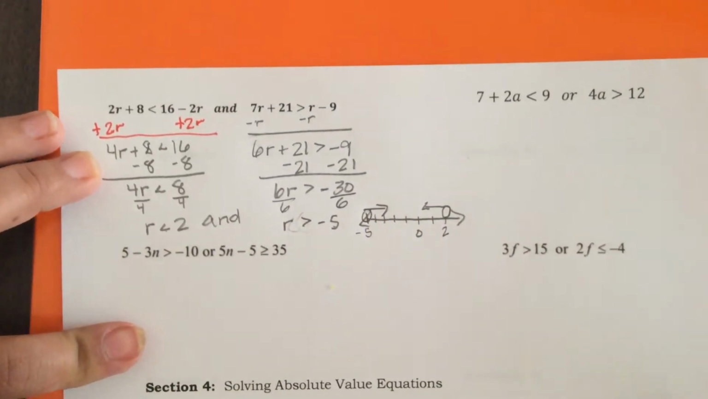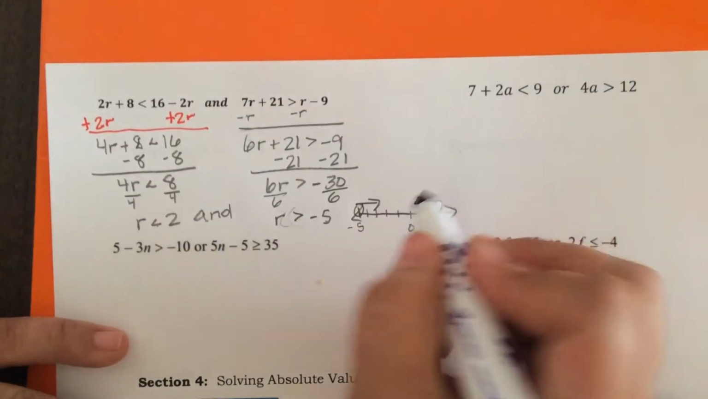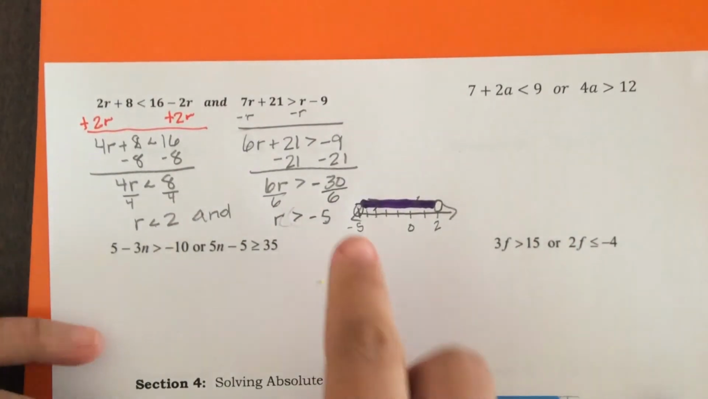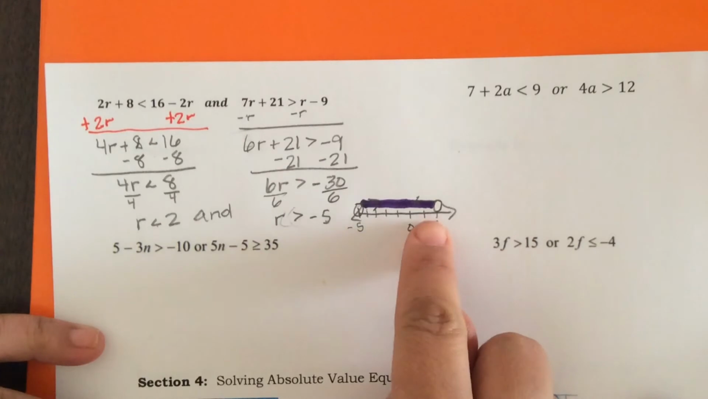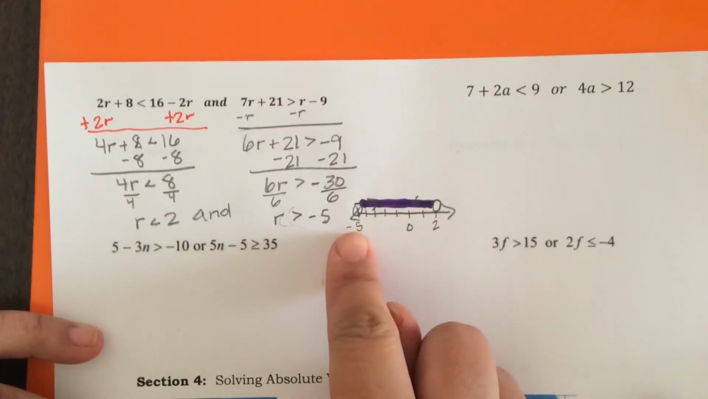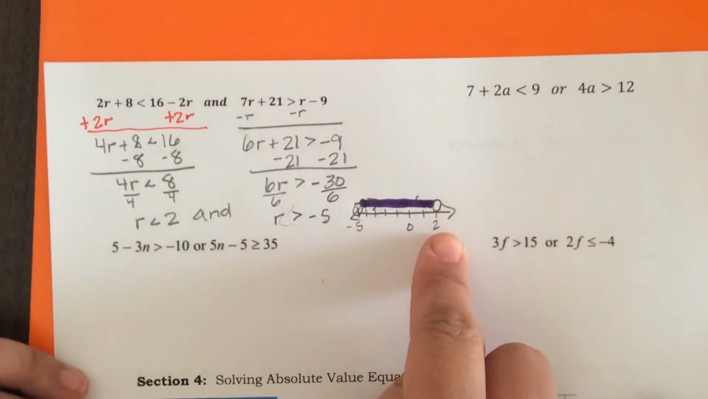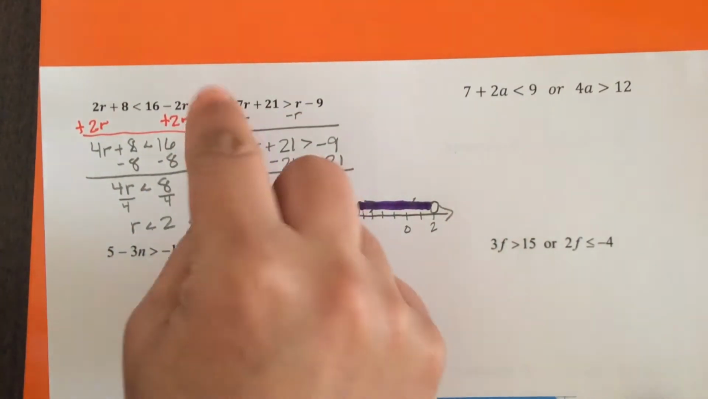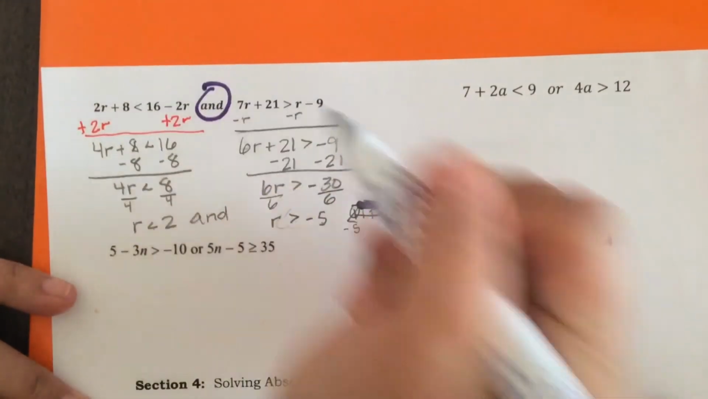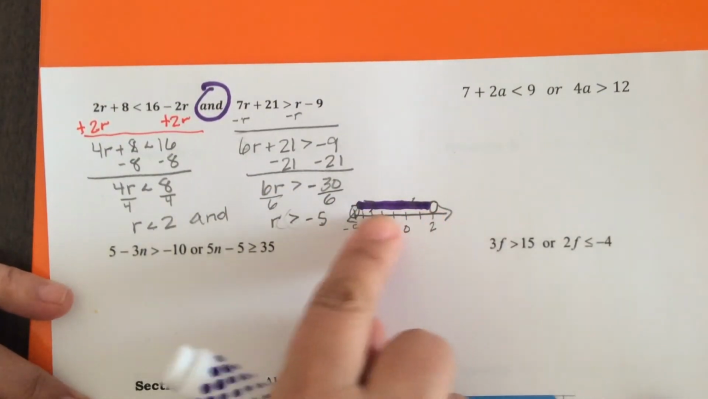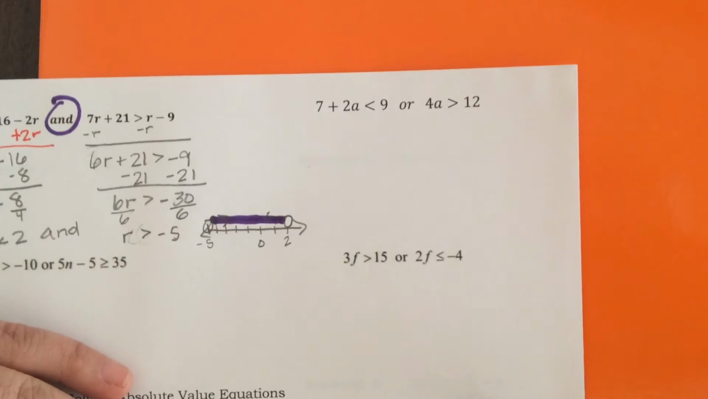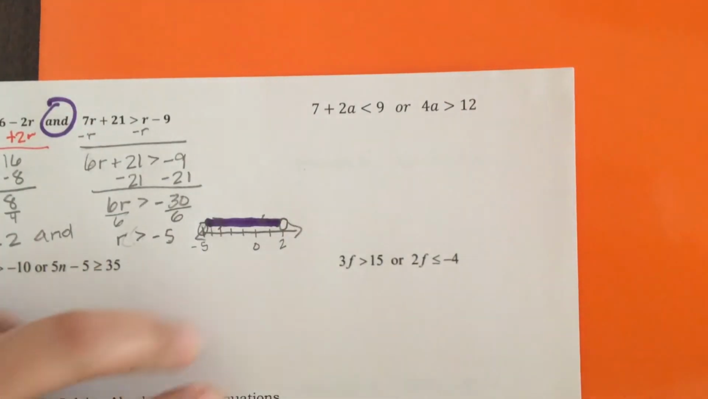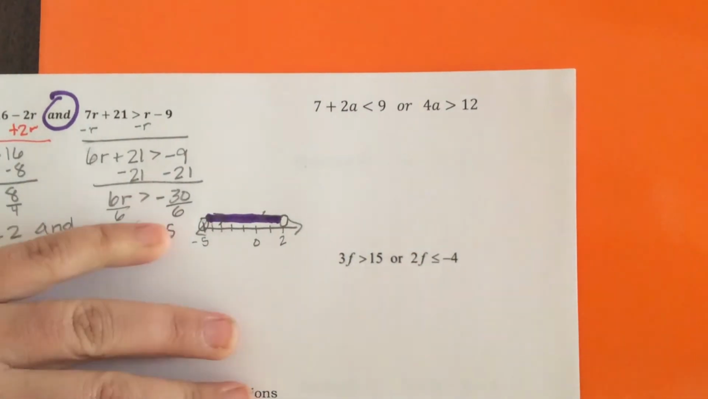But you're not going to point the arrows. Remember, we're going to enclose because it's all of the numbers in between. So we're just going to enclose between -5 and 2. We're going to highlight all those numbers that are between -5 and 2. So that is also the and statement there. Remember that when you have an and statement, it's going to be enclosed between two numbers. Now the or, they're going to be in opposite directions.